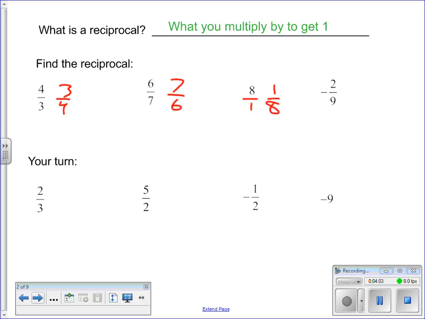The reciprocal of negative 2/9. No, it's negative because I want to be able to multiply it to get a positive one. Your reciprocal has the same sign. So it would be negative 9 over 2, because it's what you multiply to get positive 1. So if your number's negative, your reciprocal is also negative. That's an important thing. Okay?